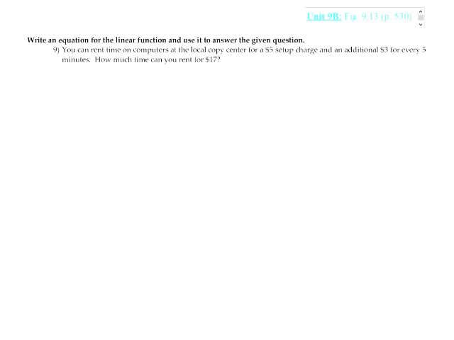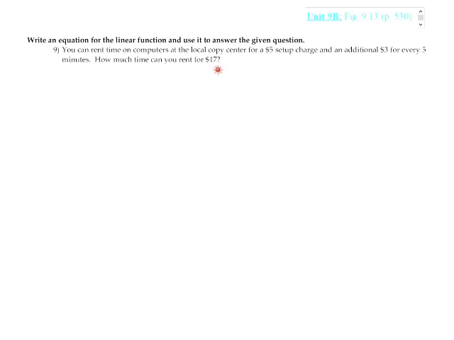Next, for problem 9, we're told to write an equation for the linear function and use it to answer the given question. So 9, you can rent time on computers at the local copy center for a $5 setup charge and an additional $3 for every 5 minutes. How much time can you rent for $17?